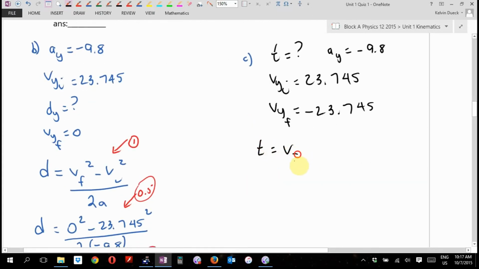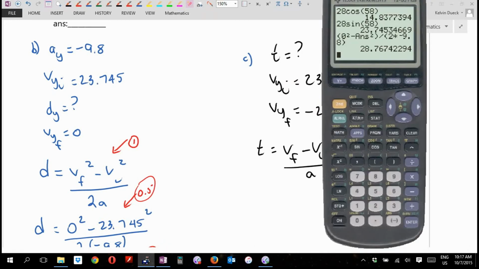T equals Vf minus Vi over A. Since I'm using this number twice, I'm going to go back in my calculator and retype 28 sine 58. And just because I can, I'm going to store that as an answer. Because then I'm going to go bracket negative answer button, there's negative Vi, minus answer button divided by negative 9.8. And that way I don't have any rounding errors. You don't have to, but I'll teach you. If you got a good calculator, why not use it?